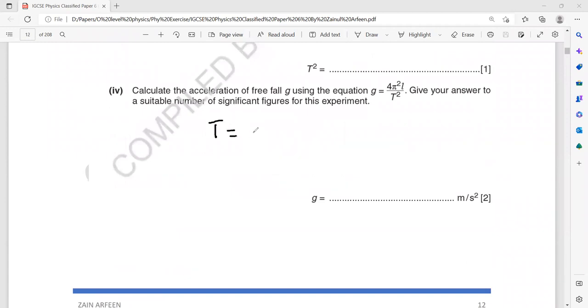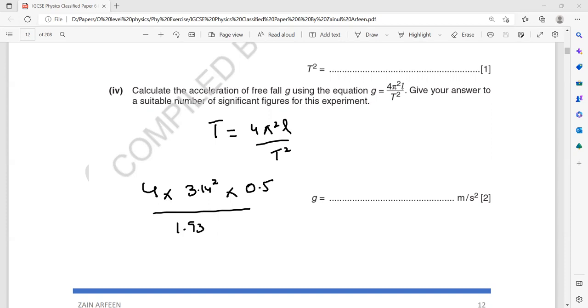So g equals 4 pi squared L by T squared. So we just substitute the values. So this will be 4, pi is 3.14, then squared, times the length 0.5, divided by T squared. T squared we calculated, that was 1.93. So this was 1.93. What's the answer? 3.25. The final answer for this, the value for the gravity?